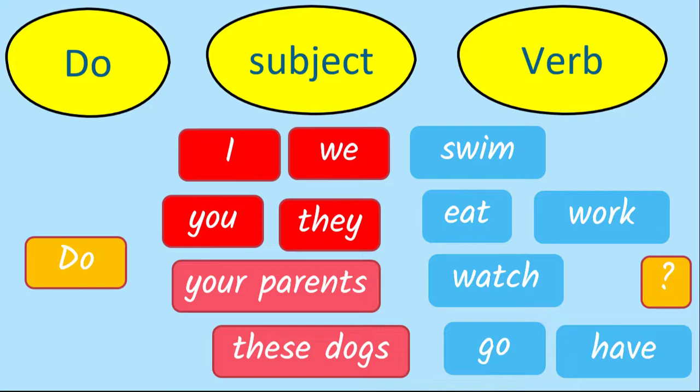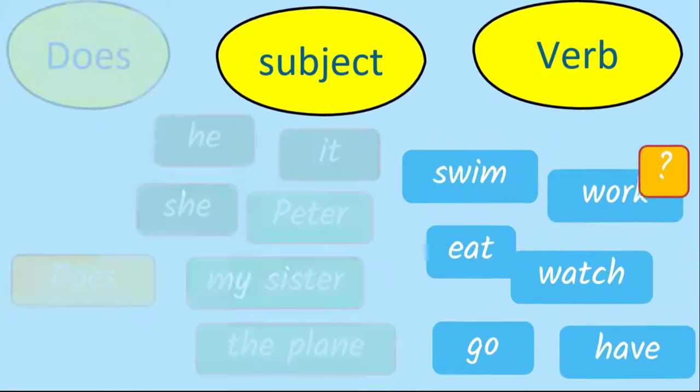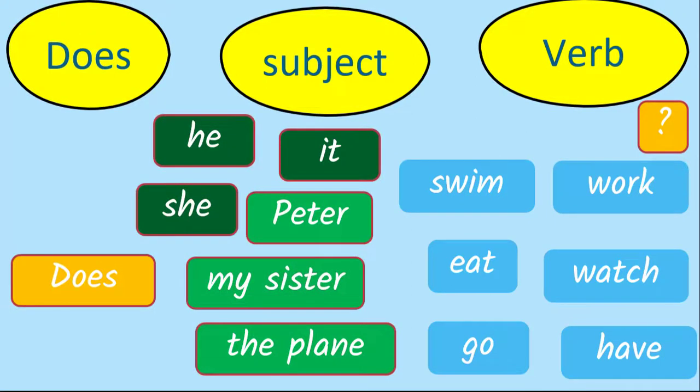When we want to ask a yes/no question, we start with the auxiliary do, for the pronouns I, we, you, and they. Do you eat vegetables? Do your parents watch TV on Sundays? When the subject is he, she, or it, the auxiliary in this case is does. Does he work on Saturdays? Does she eat meat?